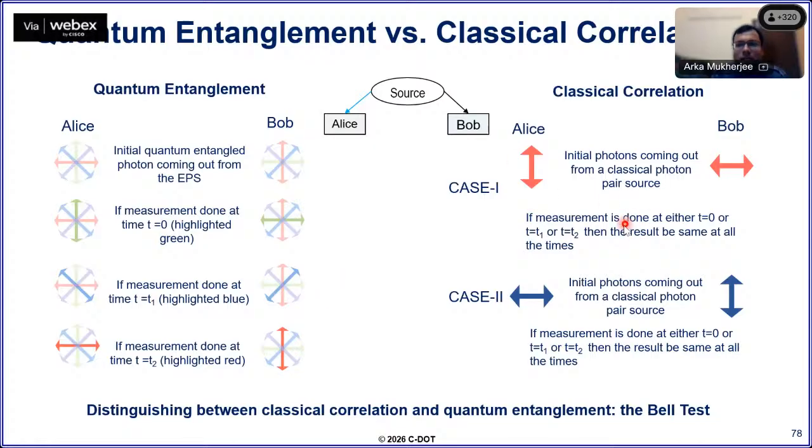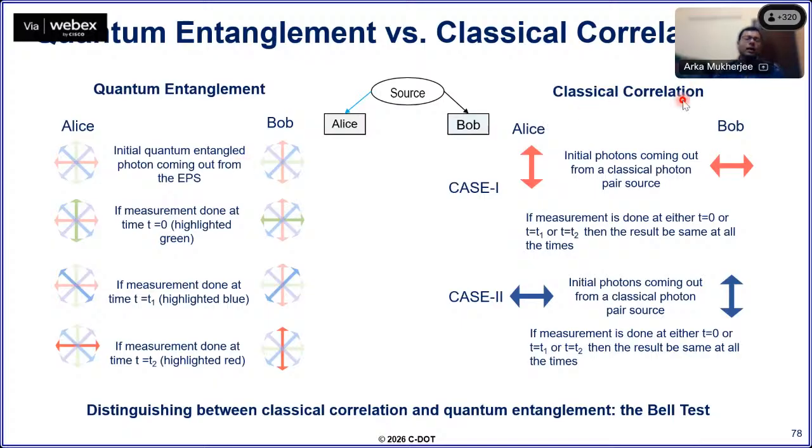But in the case of classical correlation, if I measure at different times, the outcome will be similar. So it may happen that if Alice is horizontal at T1, then it will be horizontal at T2. It may be horizontal at T3 also. So the values will always be the same. It is deterministic. But here the value is random, yet they are correlated between Alice and Bob. So there is a subtle difference between quantum entanglement and classical correlation.